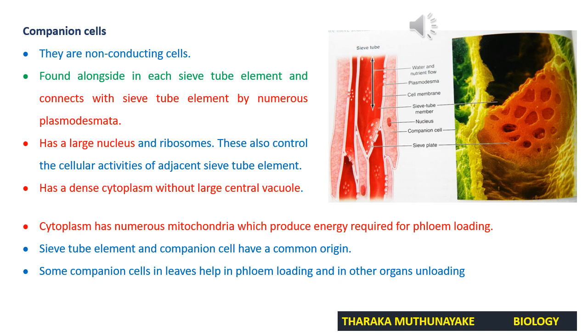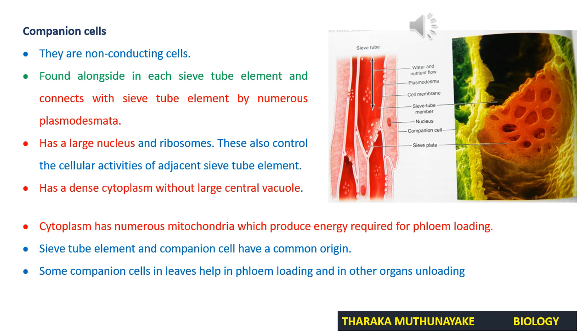Normally this happens against the concentration gradient. Therefore, it is an active process or it consumes energy. So combinedly, we can say phloem loading means secretion of sucrose and other components of phloem sap into sieve tube element from companion cell against the concentration gradient using ATP. That's phloem loading. So note that in your notebook. This phloem loading is an active process, therefore it needs energy. Therefore, cytoplasm of companion cell has numerous mitochondria to produce that required energy.